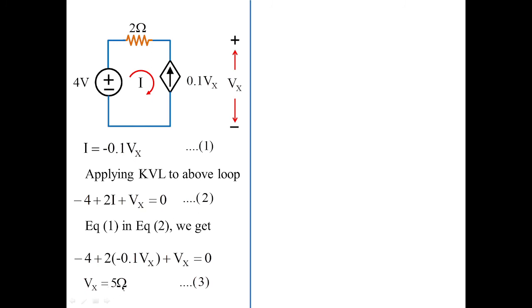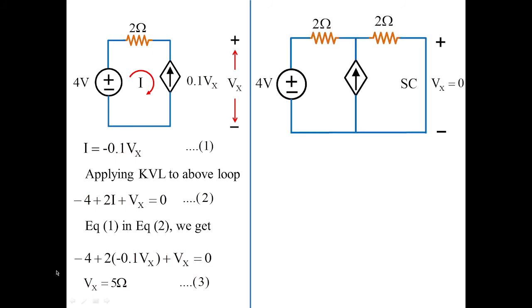This is a small mistake over here. Please observe, it should be 5 volts. It's not 5 ohms, it should be 5 volts. So this I'm taking as equation 3. Equation 3 is nothing but Vx is equal to 5 volts. This is a small mistake done over this PPT. Please ignore. Now, once the open circuit voltage, that is Vx, is done, we have to find the short circuit current.